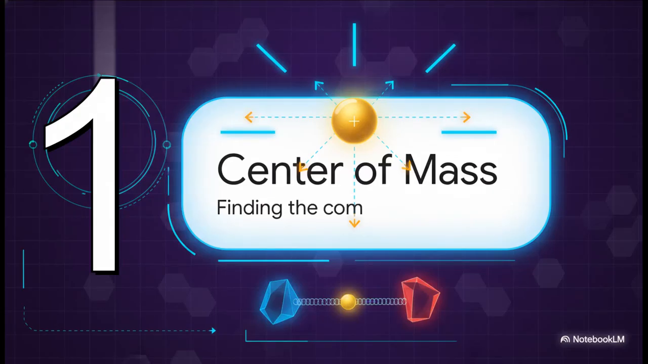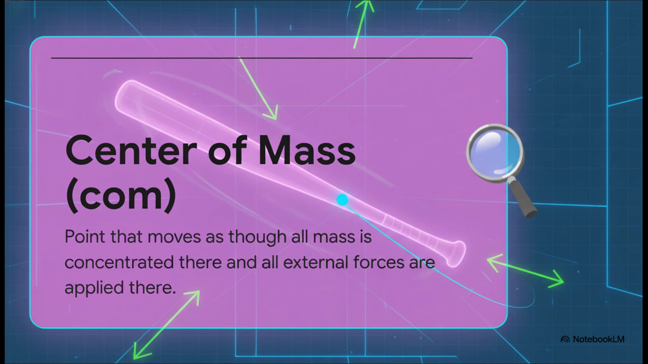Section 1. Finding the center of mass. Let's start by unlocking our first diagnostic tool. Imagine for a second that you could mathematically crush a massive, bulky object down into a single, infinitely dense point. That is essentially your center of mass, or COM. It's defined as the unique point in a system that moves as though all the system's mass were concentrated right there and all external forces were acting directly on it.